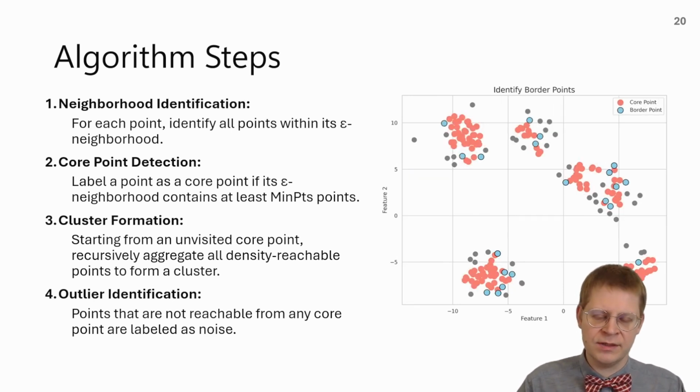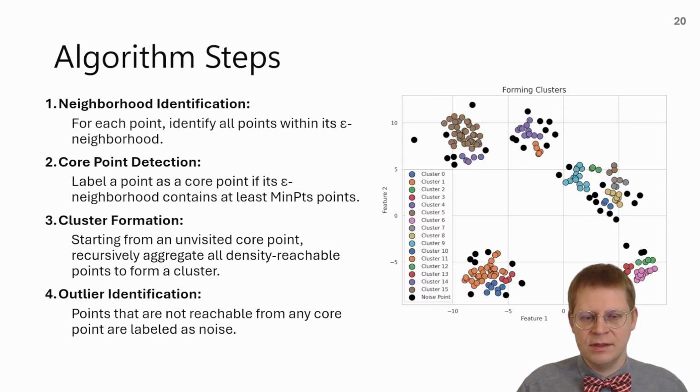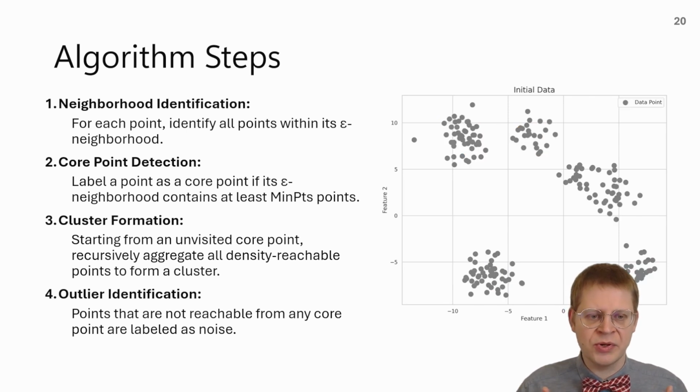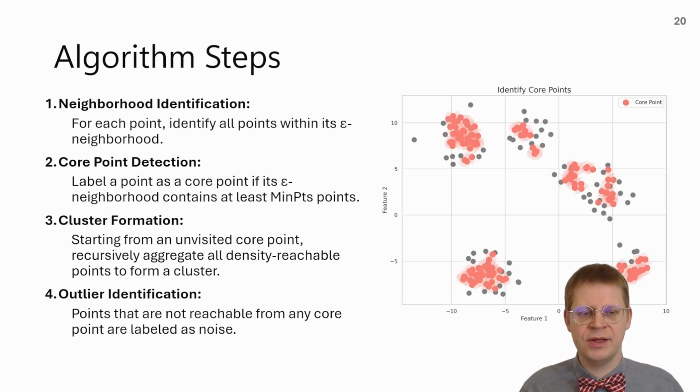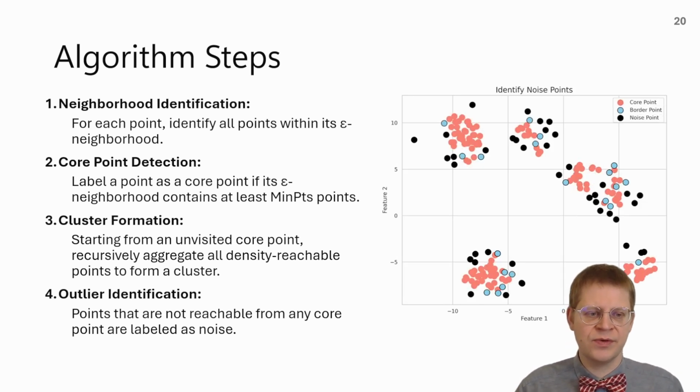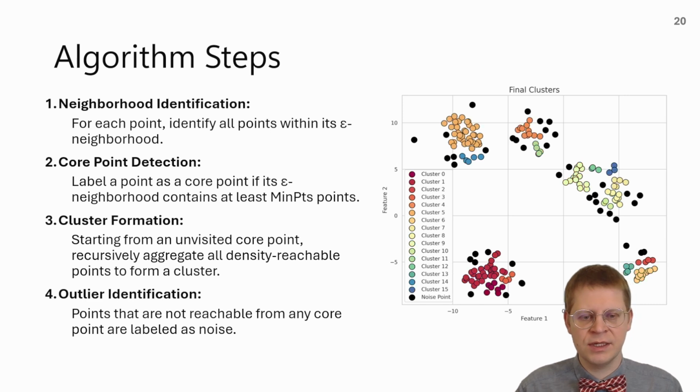And outlier identification. Points that cannot be reached from any core point are labeled as noise or outliers. These points remain unclustered and provide additional insights into the data.